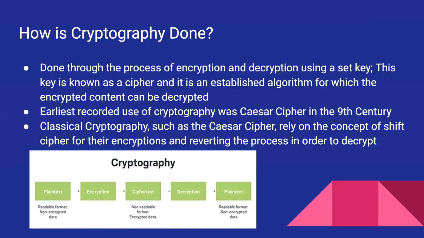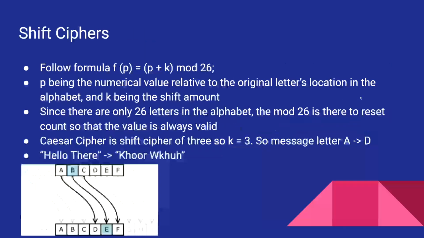How is cryptography done? Cryptography is done through the process of encryption and decryption using a set key. This key is known as a cipher and it is an established algorithm for which the encrypted content can be decrypted. The earliest recorded use of cryptography was the Caesar cipher in the 9th century. Classic cryptography, such as the Caesar cipher, rely on the concept of shift ciphers for their encryptions and reverting the process in order to decrypt it.